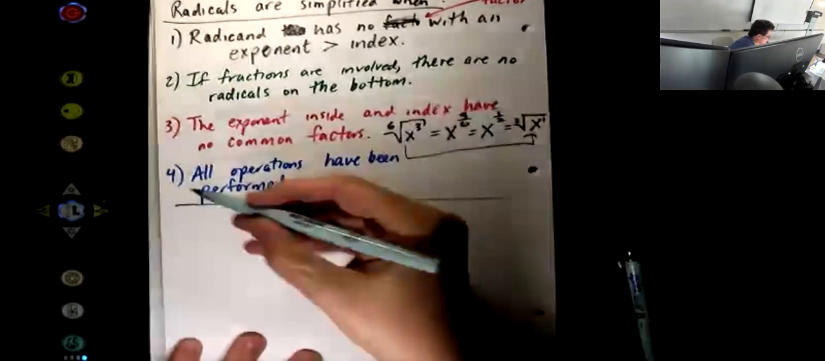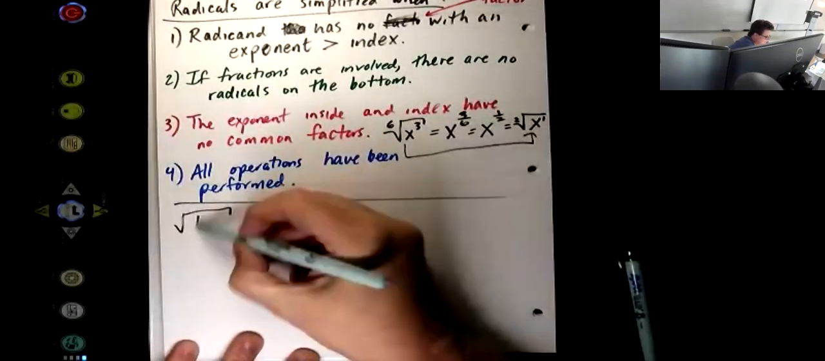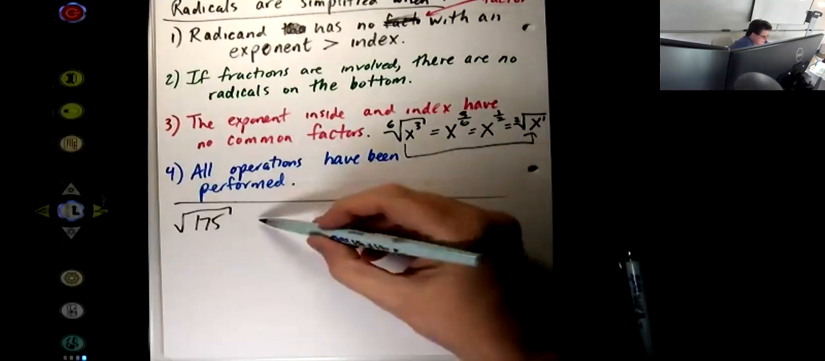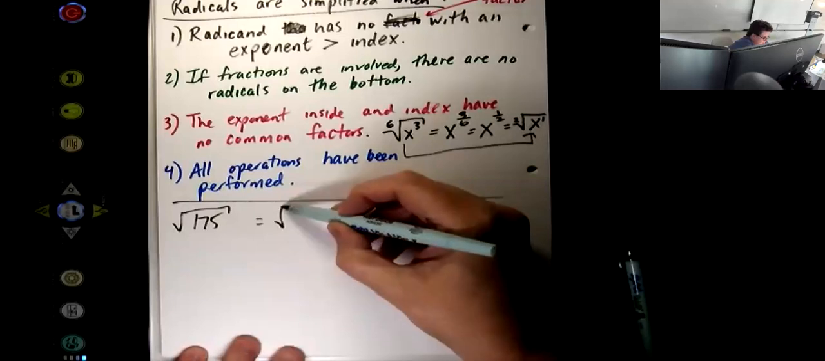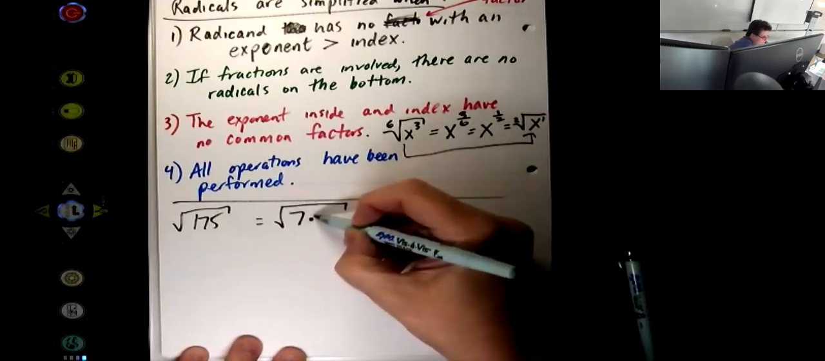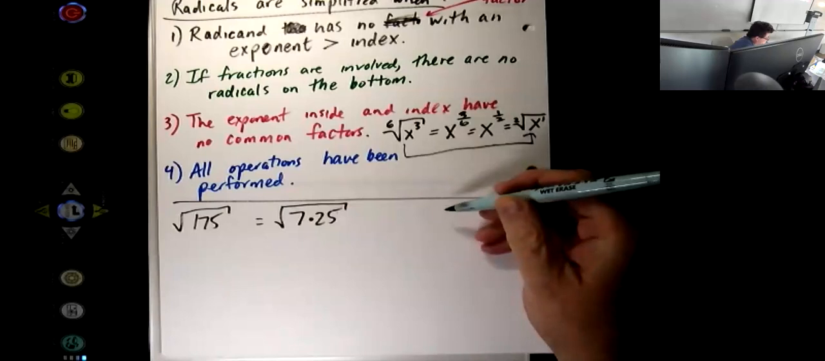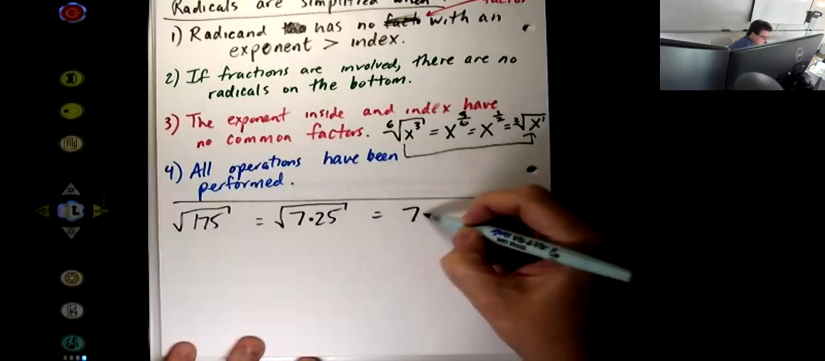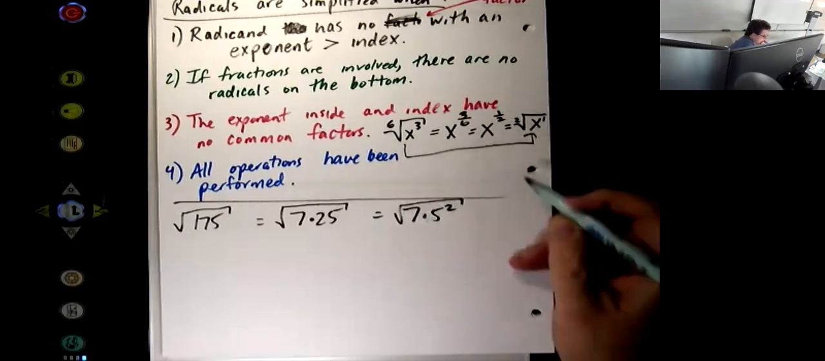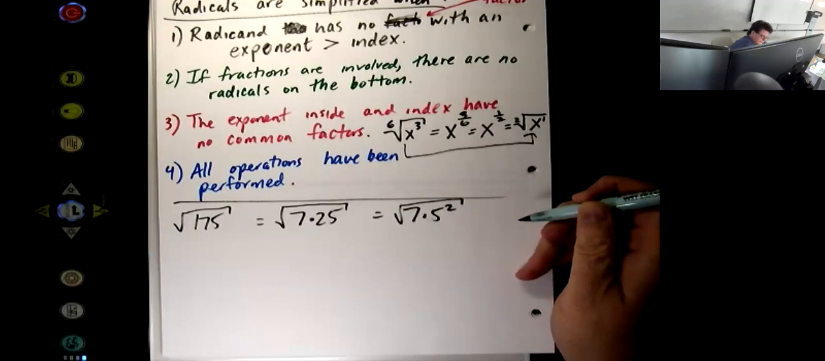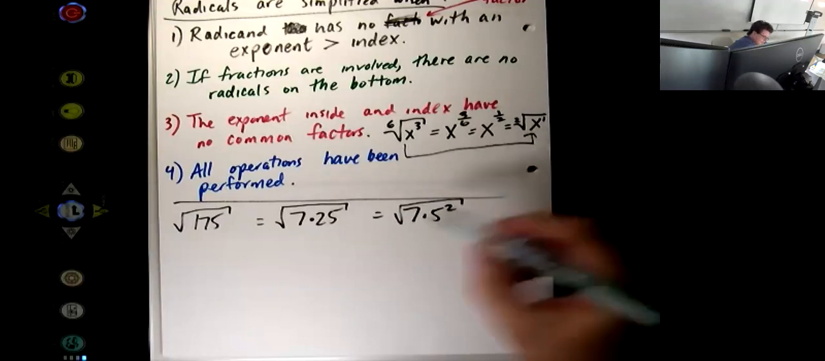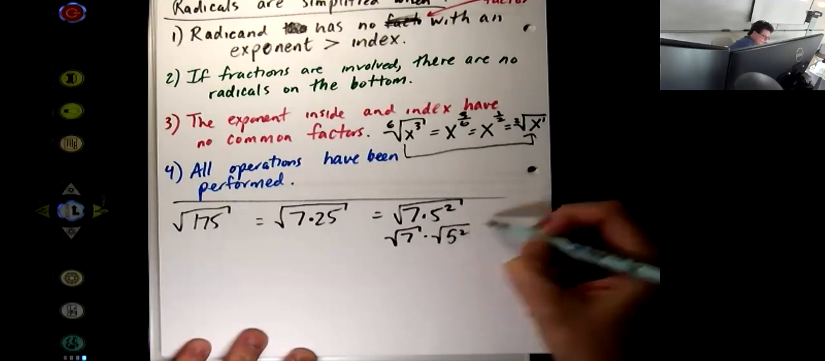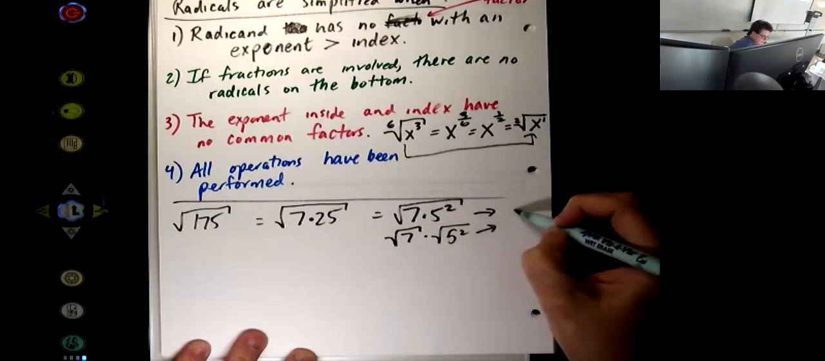Alright. So let's go with square root of 175. 175 is like $1.75, which is 7 quarters, or 7 times 25, which is 7 times 5 squared. You can choose to break this up into square root of 7 times square root of 5 squared, or you can jump straight to the answer here, which is 5 square root of 7.